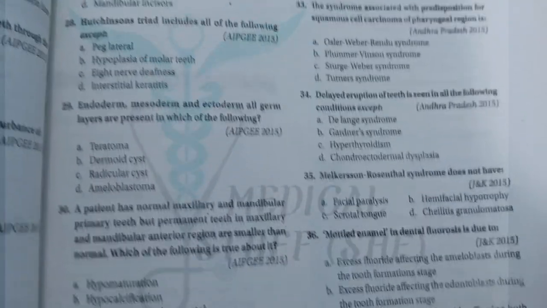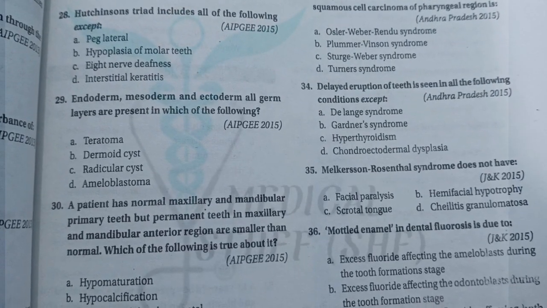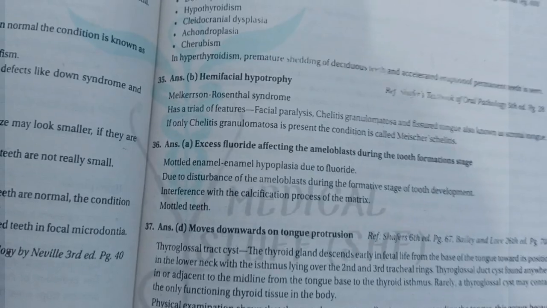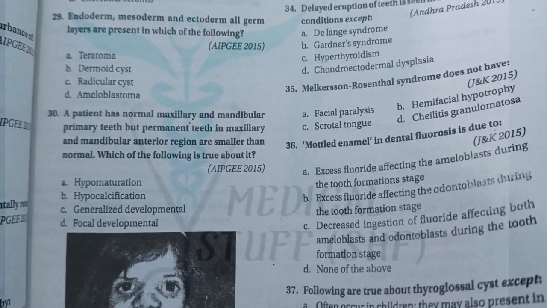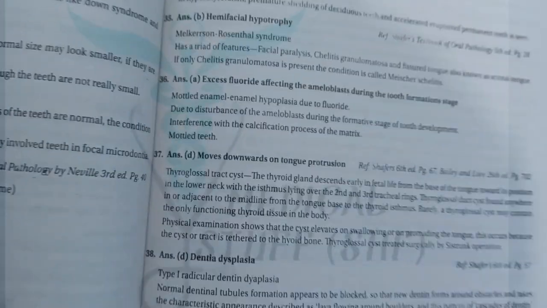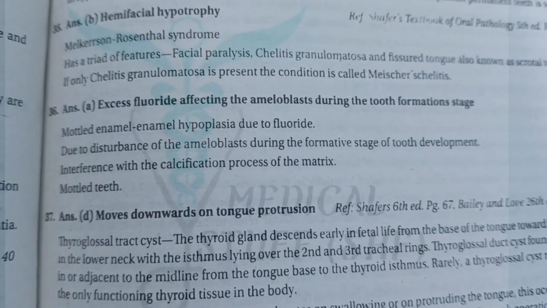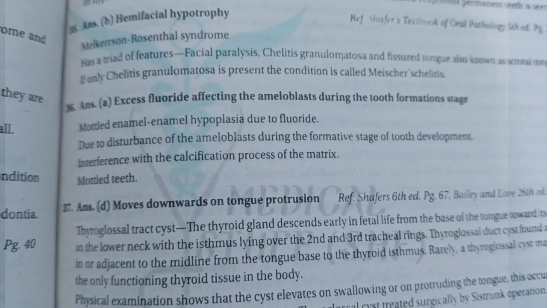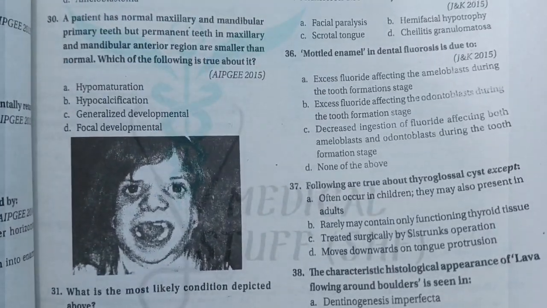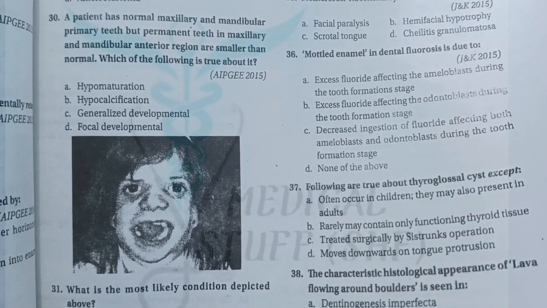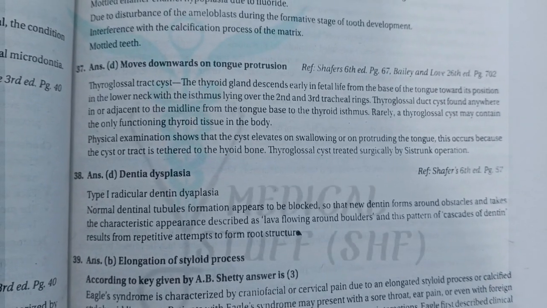And the next MCQ is: Melkersson-Rosenthal syndrome does not have. The answer is hemifacial hypertrophy. Then the next question is: mottled enamel in dental fluorosis is due to. The answer is excessive fluoride affecting the ameloblasts during the tooth formation stage. The next question is: following are true about thyroglossal cyst except. The answer is moves downward on tongue protrusion.